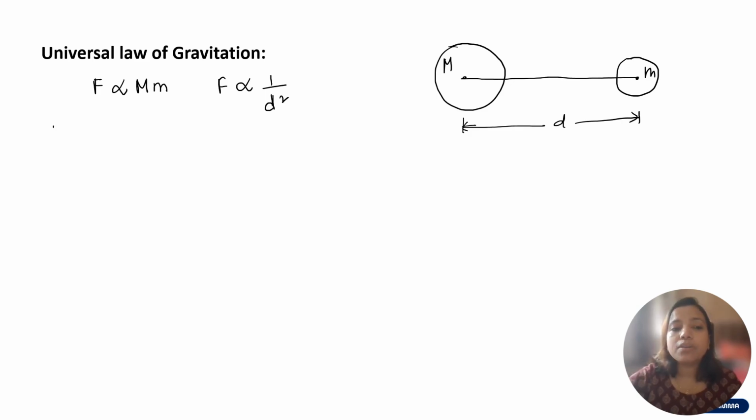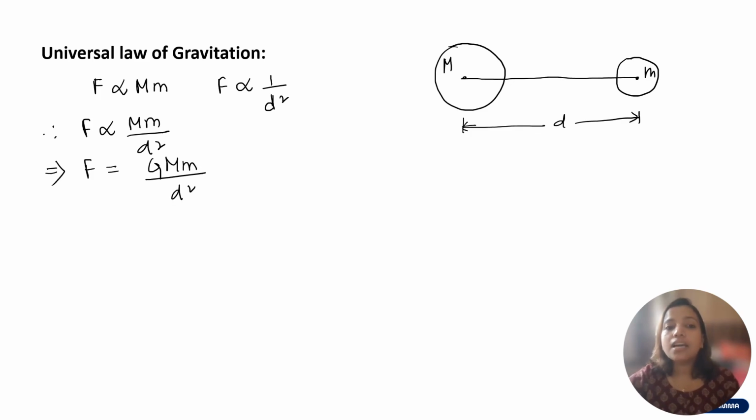When we merge these two relations, F is proportional to M into m divided by d square. When we remove the proportionality sign, we introduce a constant, so F is equal to G M m by d square. Now this G is the constant here, and this constant is very, very important. G is known as the universal gravitational constant.